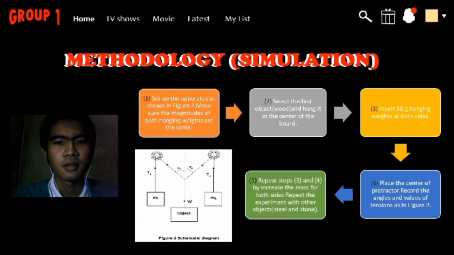Fourth, press the center of the protractor and then record the angles and values of tension as in figure 2. Fifth, repeat steps 3 and 4 but increase the mass for both sides. Repeat the experiment with other objects such as steel and stone.